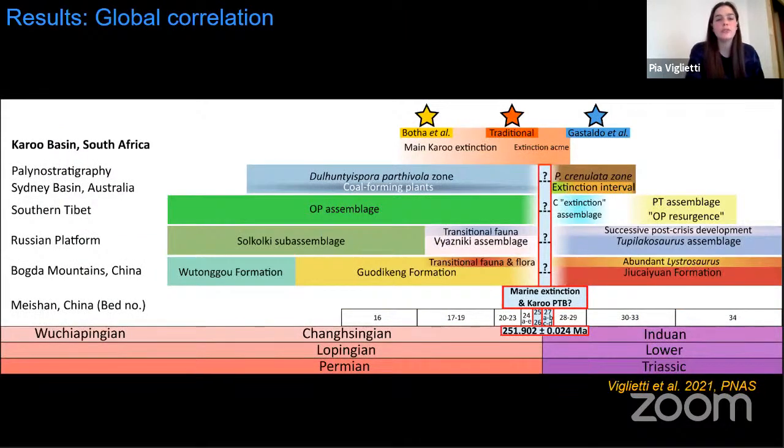So comparisons to other terrestrial records around the world were also done, which included China, Russia, Australia, and Tibet. So here they have varying assemblages of either plants or vertebrate fossils. And they also suggest similar patterns of successive extinction and occurrence of transitional communities across our Permo-Triassic boundary interval, which was also a really interesting finding.